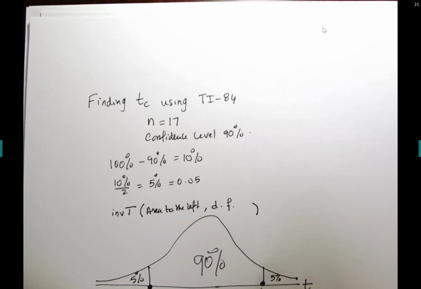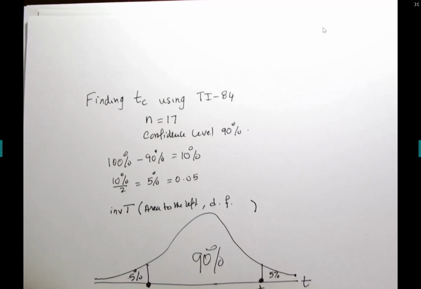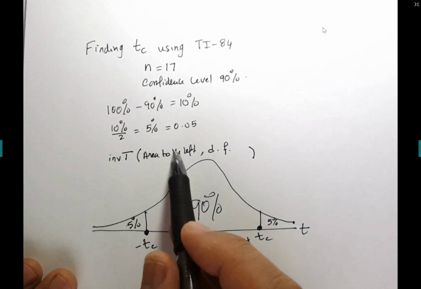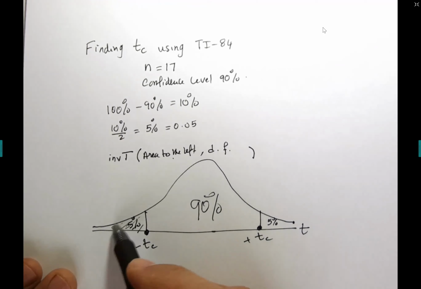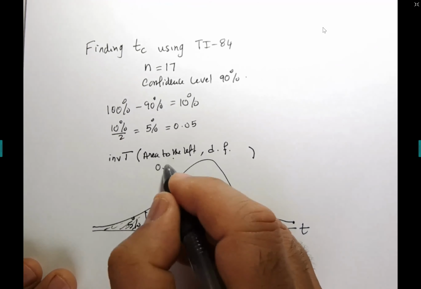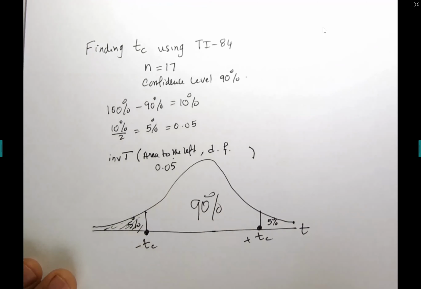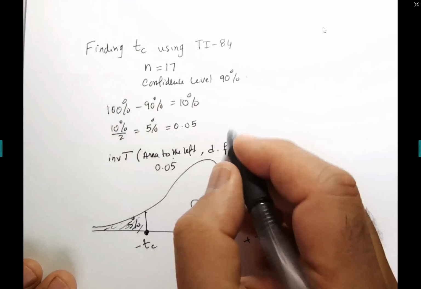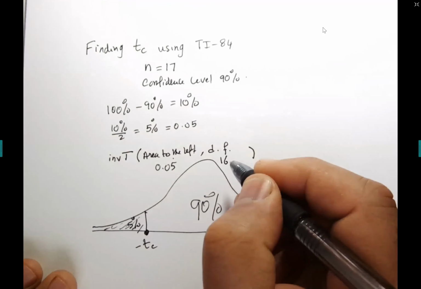There are 2 critical values. One is negative and one is positive, as you can see. So we're gonna do area to the left. I can do this, which is 0.05. Or if you want to get a positive answer, guys, you can do the area to the left of this. If 5% is the area to the right, then 95% is the area to the left. You will get the same answer. And you need the degrees of freedom. If N is 17, degrees of freedom is 16.